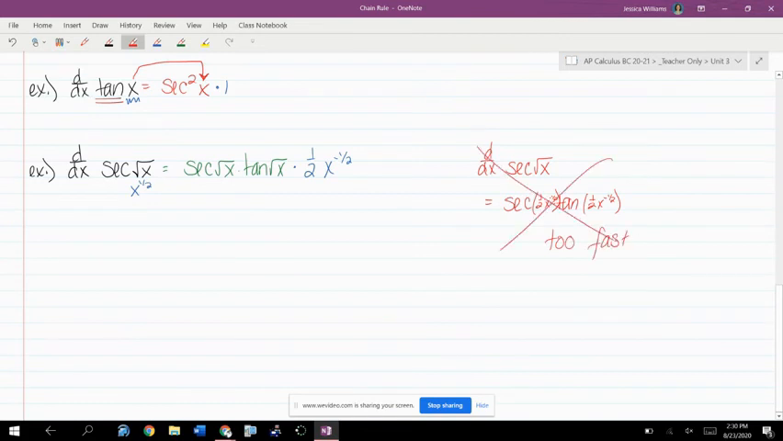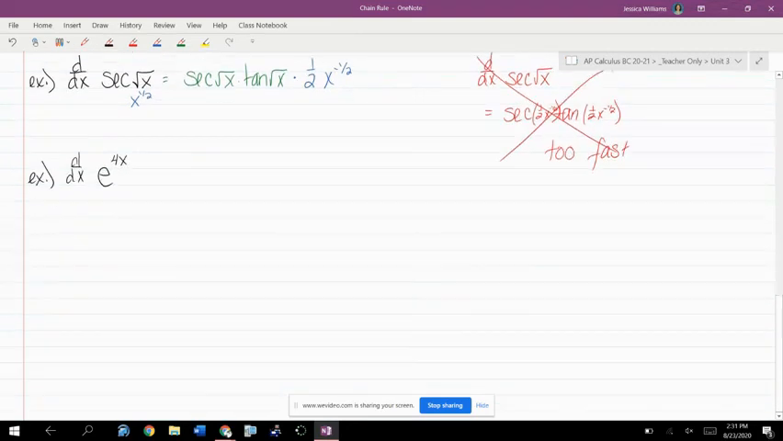Okay. All right, last one I want to do is an e. How about e to the 4x? Something that looks clean and simple. So what you learned before is that the derivative of e to the x is e to the x, and that is still true. I'm not going to change rules on you partway in. The derivative of e to the x is e to the x, but this is not e to the x. This is e to the 4x.